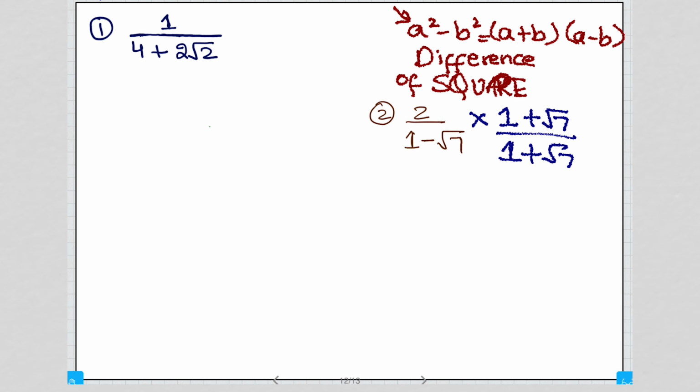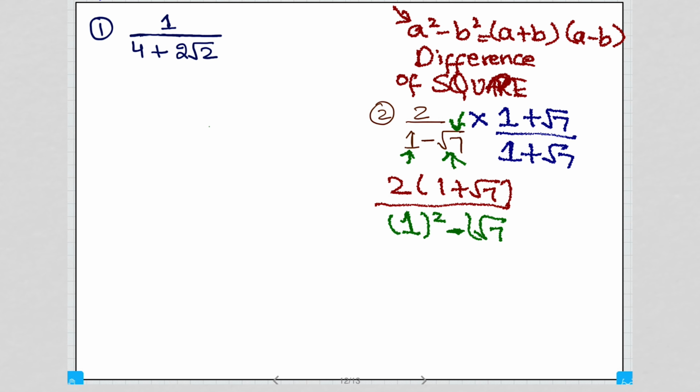That's the first step you're always going to do when you're rationalizing the denominator. Next step, we multiply numerator with the numerator. For the first part, it will be 2 times 1 plus root 7. This is the best way to write it down. The next step is the difference of squares. You square the first number, 1 squared. Then write the minus sign and now square the second number, root 7 whole squared. After that, all you do is simplify.